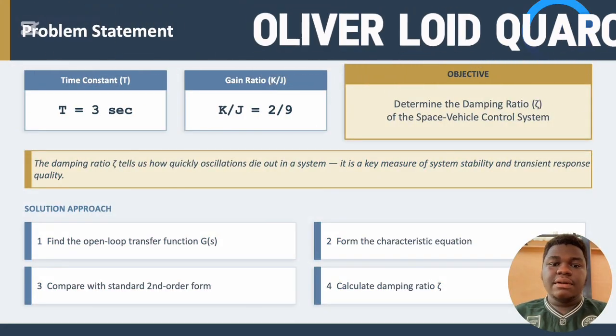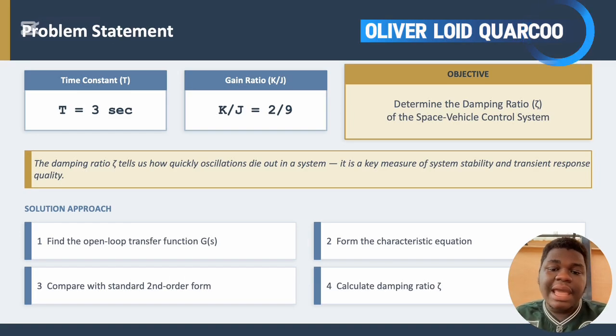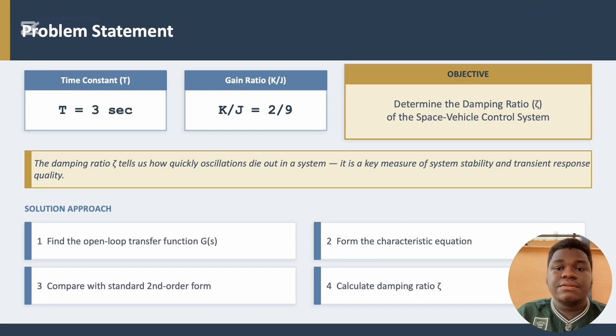So my name is Oliver Lodikwako. The problem statement is to determine the damping ratio of the space vehicle control system. The damping ratio tells us engineers how quickly oscillations die out in the system, and it is a key measure of system stability and transient response quality. To approach the solution, we need to find the open loop transfer function G of S, form the characteristic equation, compare it with the standard second order form, and calculate the damping ratio. In the diagram given, the time constant was given as 3 seconds, and the gain ratio is given as 2/9.